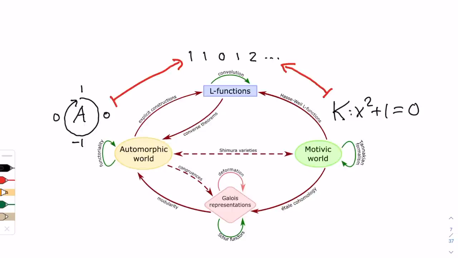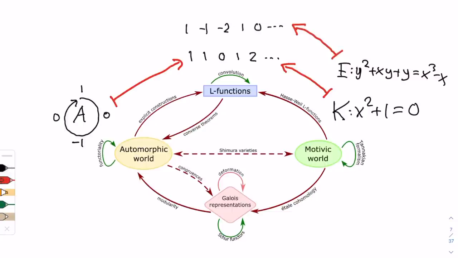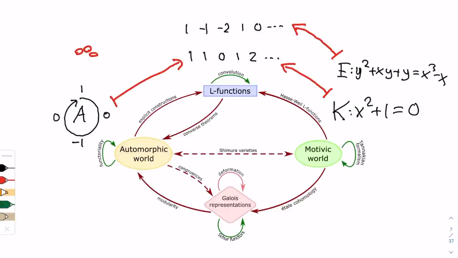We also had the equation E, y squared plus xy plus y equals x cubed minus x. And we expressed the L function of E also in terms of a modular form, which was this generating series related to a combinatorial problem of counting certain coin combinations.